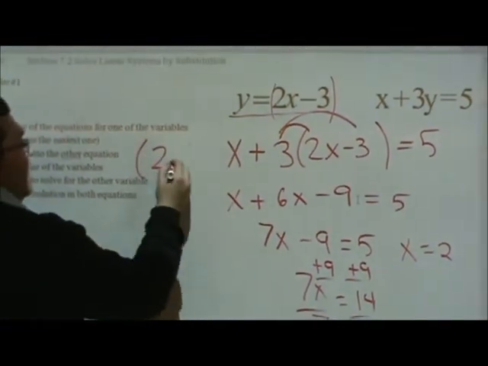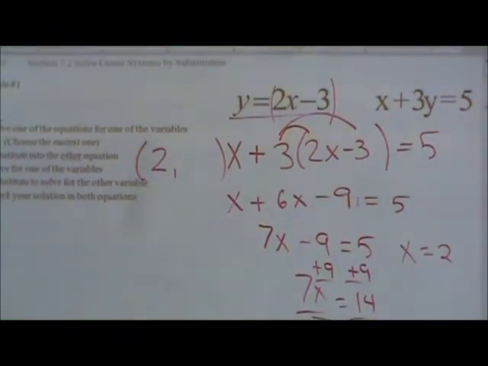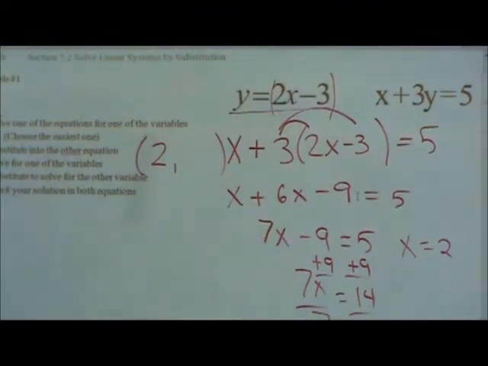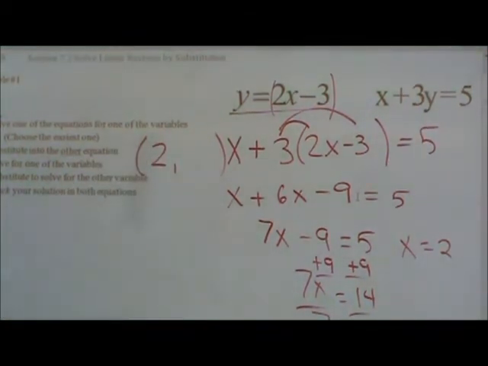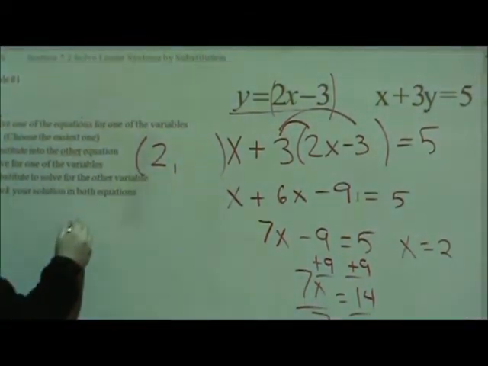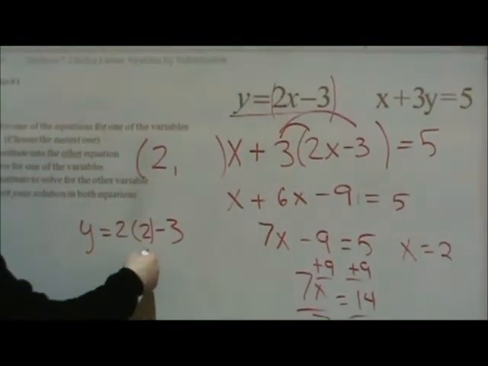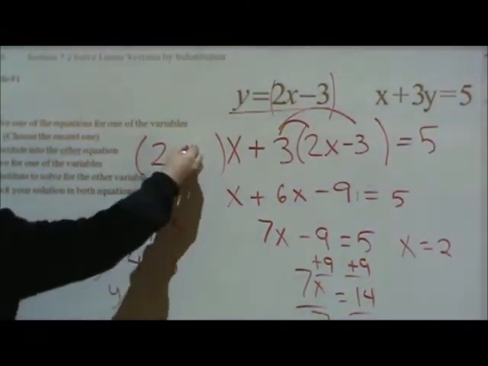Remember, just like in solving systems of equations by graphing, it's an ordered pair answer. So since we found x equals 2, we have the x coordinate. Now, we substitute that x in and find y. We can choose either equation, but this equation is already solved for y, so that equation will be easier to use. So we'll go over here, y equals 2 times 2 minus 3. 2 times 2, 4, minus 3. So y equals 1.